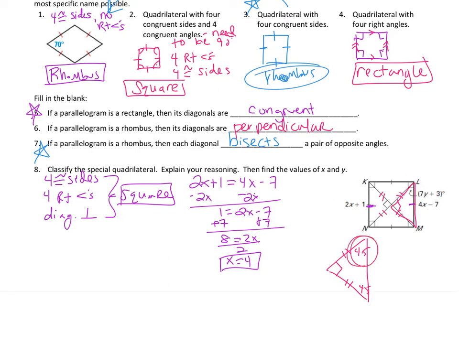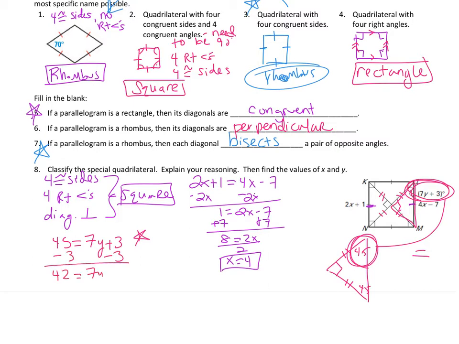That means this 45 right here is equal to the 7y plus 3 because that's where that measure is. So we're going to set up 45 equals 7y plus 3, and now I want you to go ahead and solve it for y. You should have subtracted 3 off of both sides, so you get 42 equals 7y. Divide both sides by 7, and we get y equals 6.